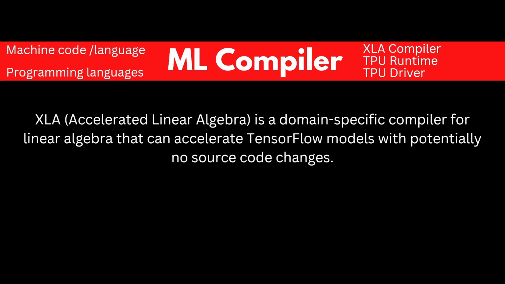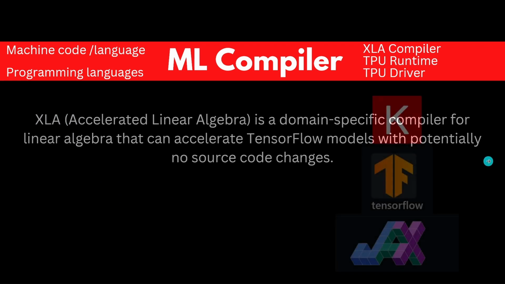XLA stands for Accelerated Linear Algebra, and it is a domain-specific compiler for linear algebra. You remember, matrix, tensors, multiplication, beautifully. That can accelerate TensorFlow models, originally coming from Google, with potentially no source code changes. Now, this is beautiful. This is exactly what you want. You have your program, and whatever comes, new version of whatever, you can use it. And if you want to know, with XLA, and this is from Google itself, if you train a BERT model, a transformer model, XLA gives you a 7 times performance boost if you activate XLA.